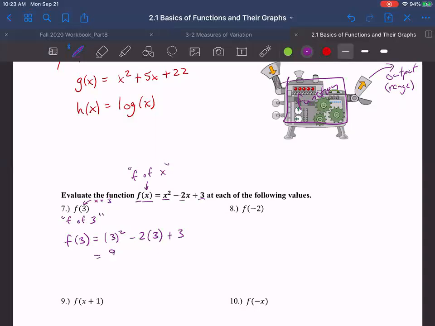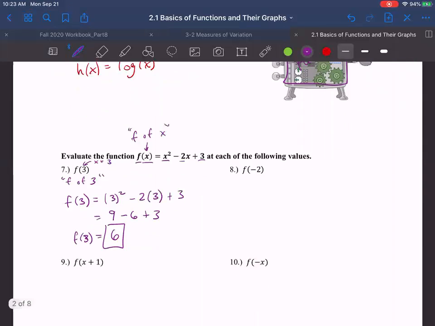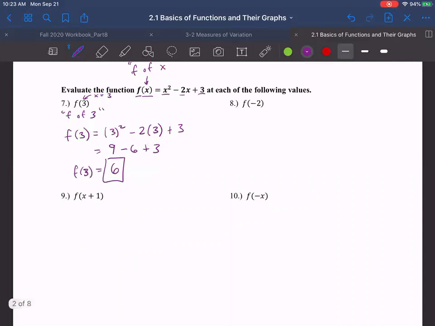3 squared is 9, 2 times 3 is 6, and then plus a 3. So 9 minus 6 is 3, and 3 plus 3 is 6. And there's your answer for f of 3. f of 3 will equal 6. All right, so what I'm going to do here is pause for a minute, let y'all try working on these other ones here, and see how they go for you.